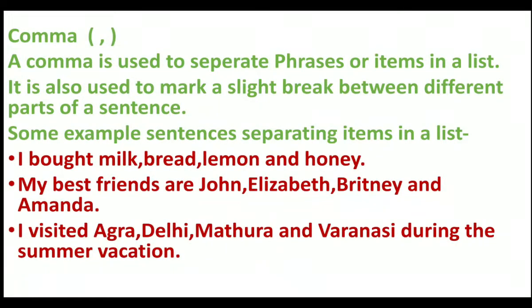Comma. A comma is used to separate phrases or items in a list. It is also used to mark a slight break between different parts of a sentence. Some example sentences separating items in a list are: number 1. I bought milk, bread, lemon and honey. My best friends are John, Elizabeth, Brittany and Amanda. I visited Agra, Delhi, Mathura and Varanasi during the summer vacation.